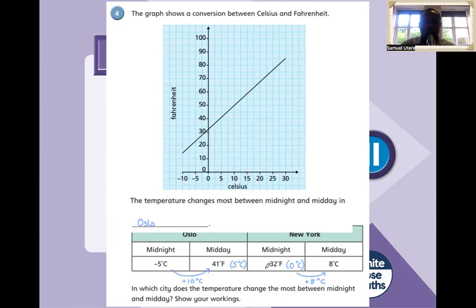And that's Oslo. All right, so this is about using conversion graphs. What is the key method? You trace the number that you want to convert, you get to the graph, and you trace either a horizontal line if you're trying to read from the vertical axis, or a vertical line down to the horizontal axis if you're trying to read from the horizontal axis.